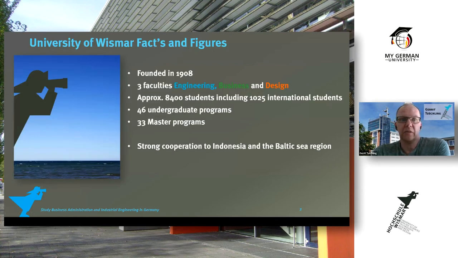Wismar University was founded in 1908, and currently we have three faculties: engineering, business, and design. We belong to the faculty of engineering. We are the department of seafaring and technology and logistics. Altogether, we have about 8,400 students. This includes around 1,000 international students in 46 undergraduate study courses and more than 30 master programs.